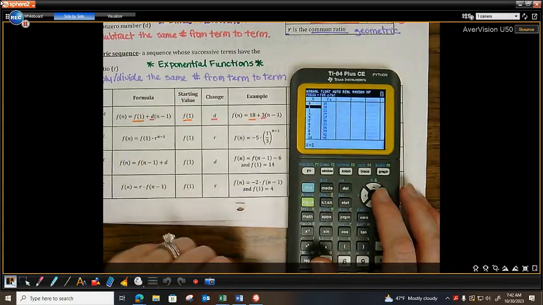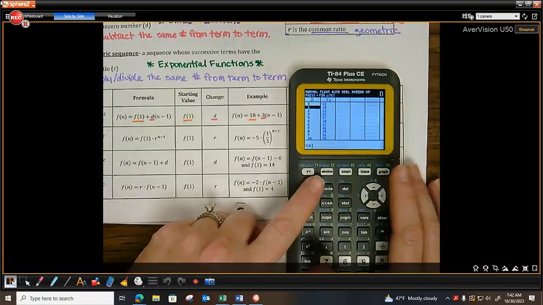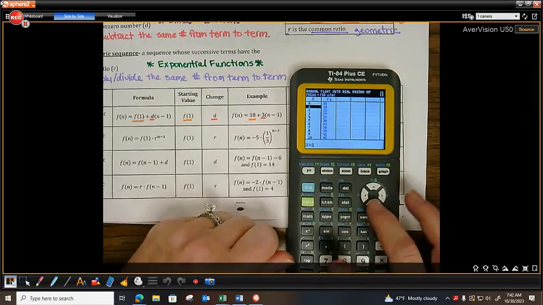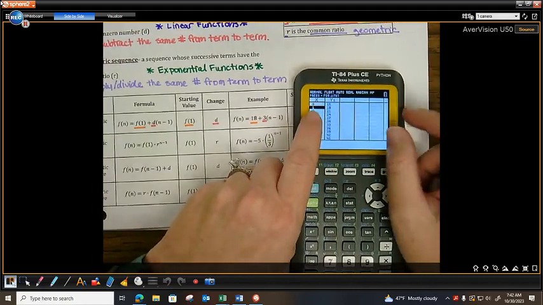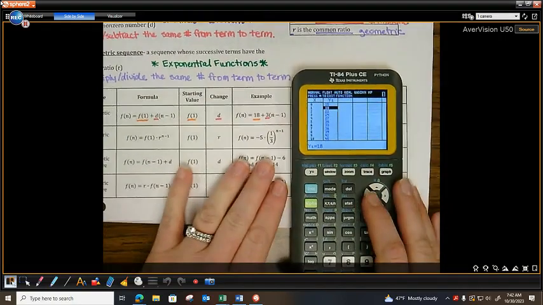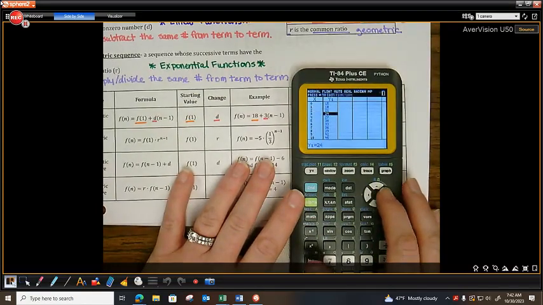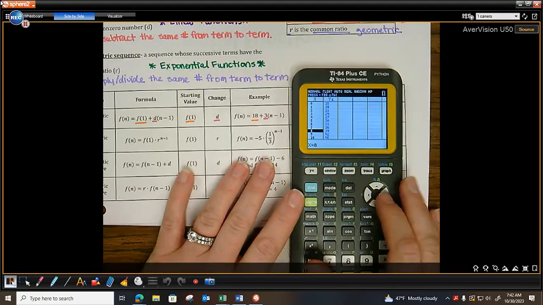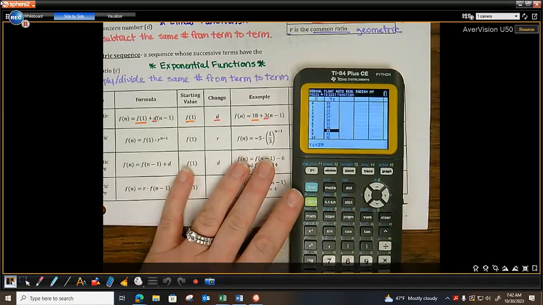Wait, how do you get to the table? Second graph. See how above graph in blue it says table? So second, hit your blue button, then graph. Okay, we all good? So look, your x is your term number. Your y is the term value. So my first term is what? 18. My second term is? My third term is? My fourth term is? Go down to your 8th term. 39.